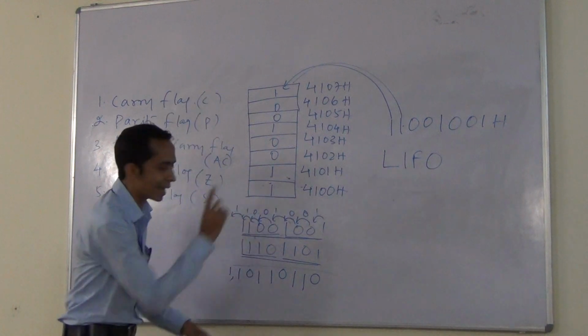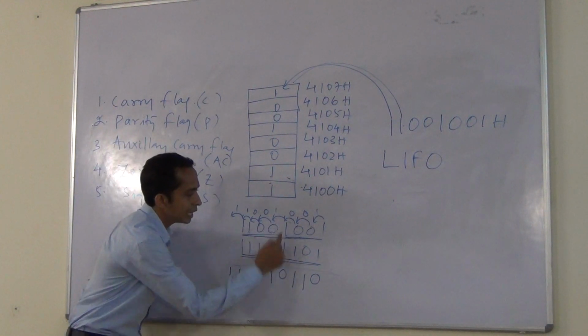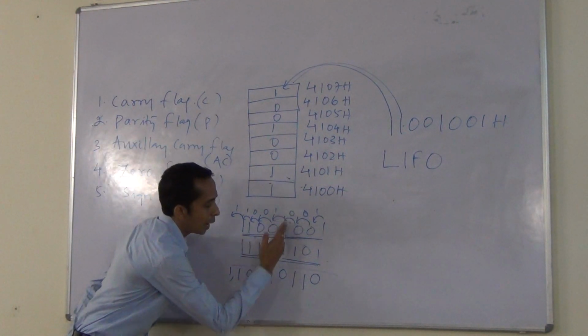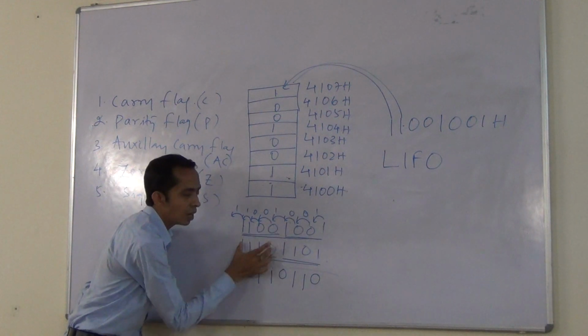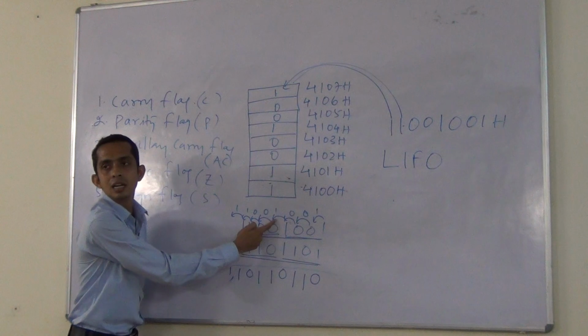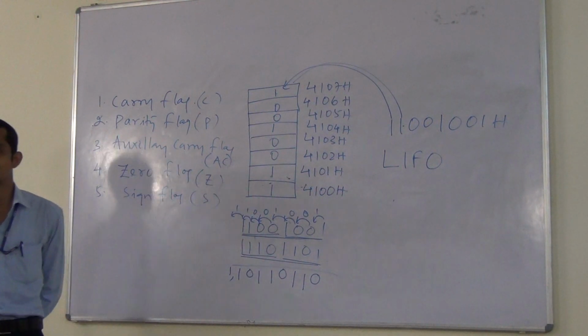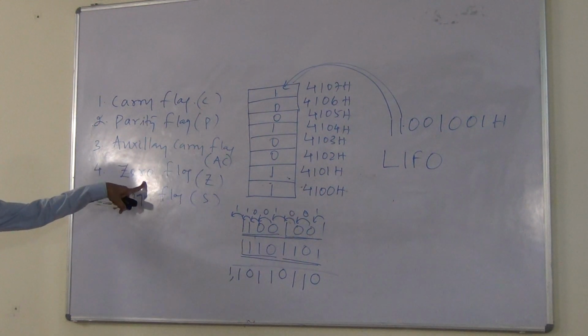In this example, again I am repeating this concept. During bitwise addition, if a carry is generated from the MSB bit of the lower nibble to the LSB bit of the upper nibble, at that time the auxiliary carry flag will set, otherwise reset. Very easy concept.